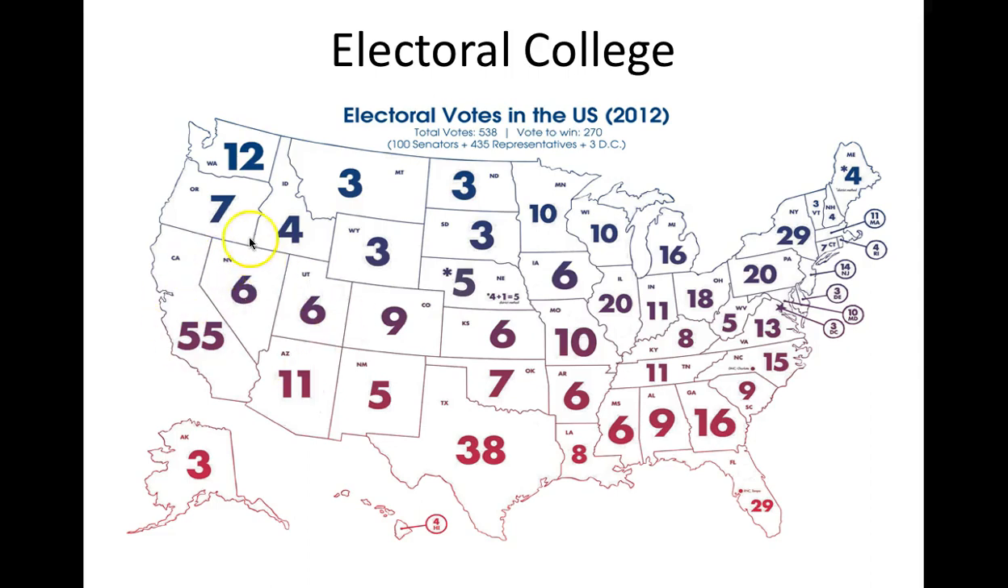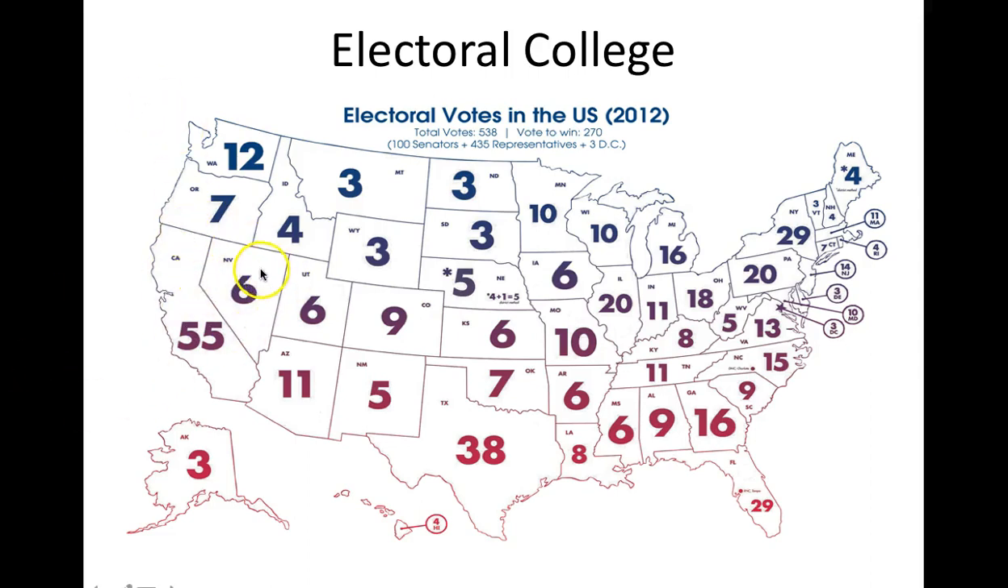In Nevada, we have 6 electoral votes, and that's based on the number of representatives we have and the number of senators we have. Each state has 2 senators. So Nevada has 4 House of Representatives members and 2 senators, and that gives us our 6 electoral votes. If more people who live in the state want the Republican candidate, our 6 electoral votes go to the Republican candidate. If more people want the Democratic candidate, then our 6 electoral votes go to the Democratic candidate.